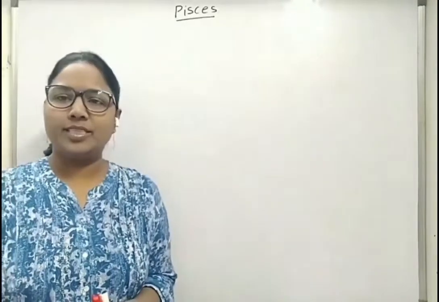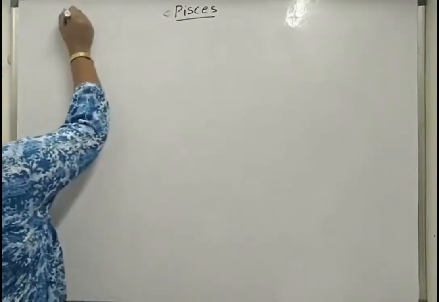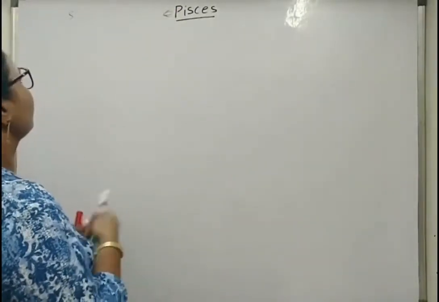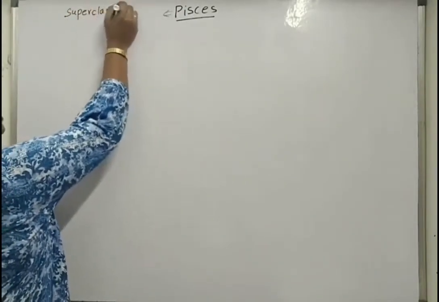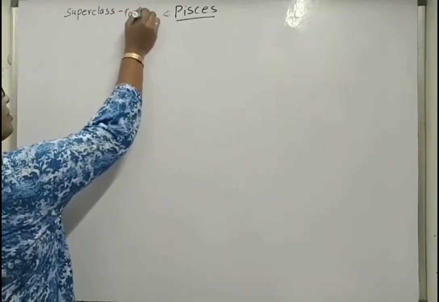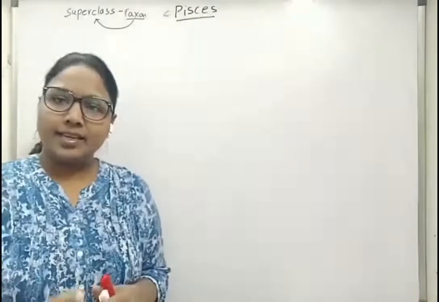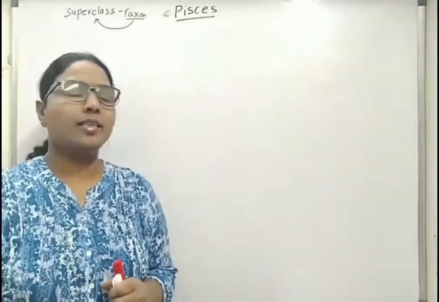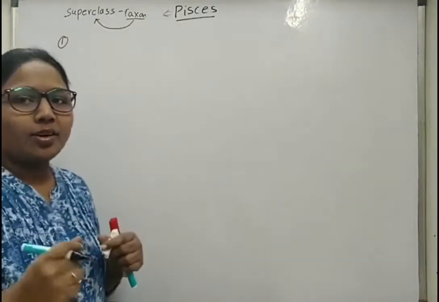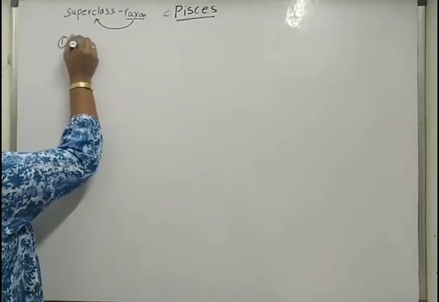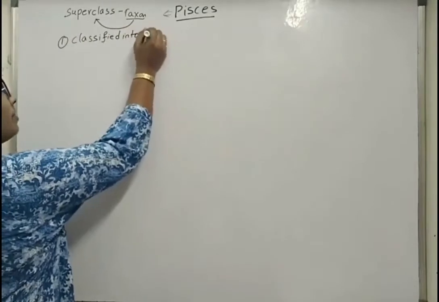Hello students, now we will discuss a new topic, Pisces. This belongs to the superclass taxon. Pisces is again classified into three different classes. They are termed as Placodermi, Chondrichthyes and Osteichthyes. So Pisces is classified into three classes.